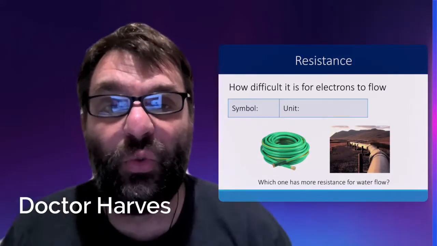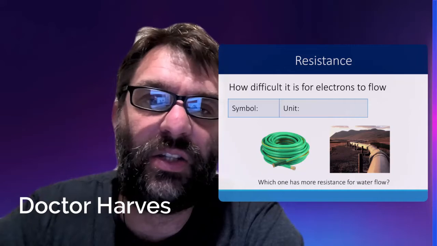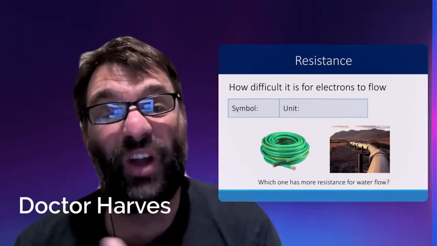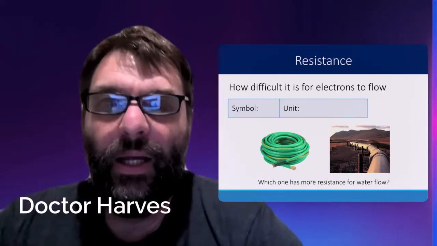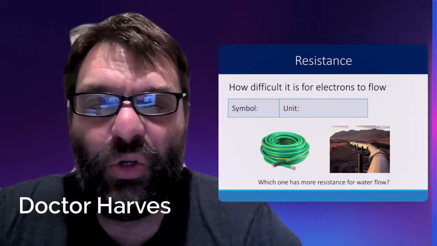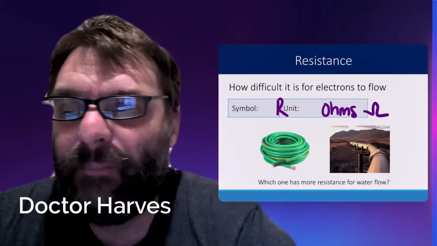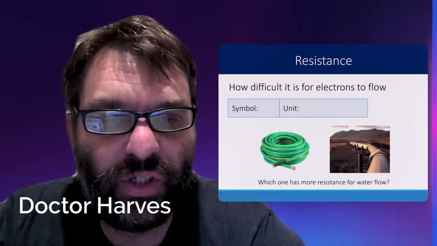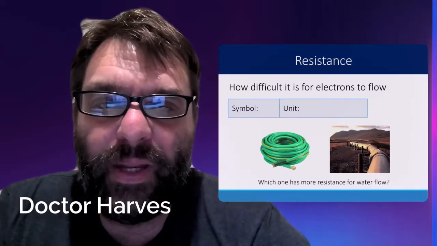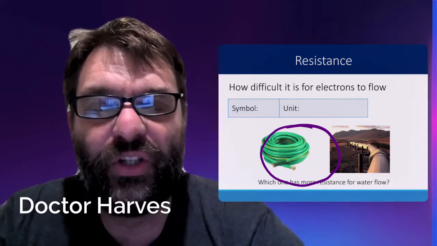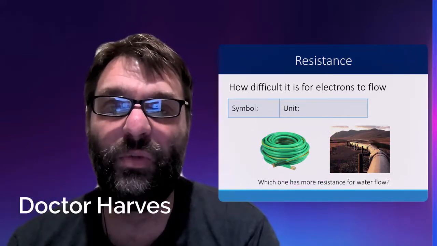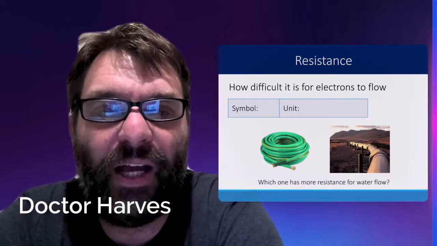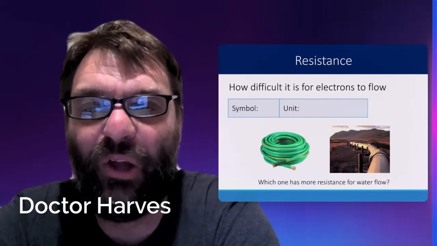So then we move on to resistance. Okay, so essentially resistance is how difficult it is for electrons to flow in a circuit. Its symbol is R, and the units are a funny little symbol called the ohm. Okay, and which one has more resistance for water flow? It would be the hose, because it's a lot thinner, in terms of its width, compared to a giant pipeline.